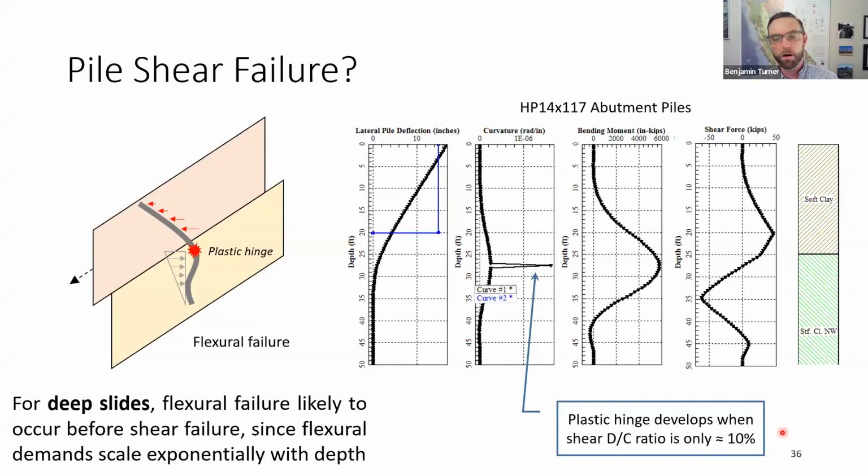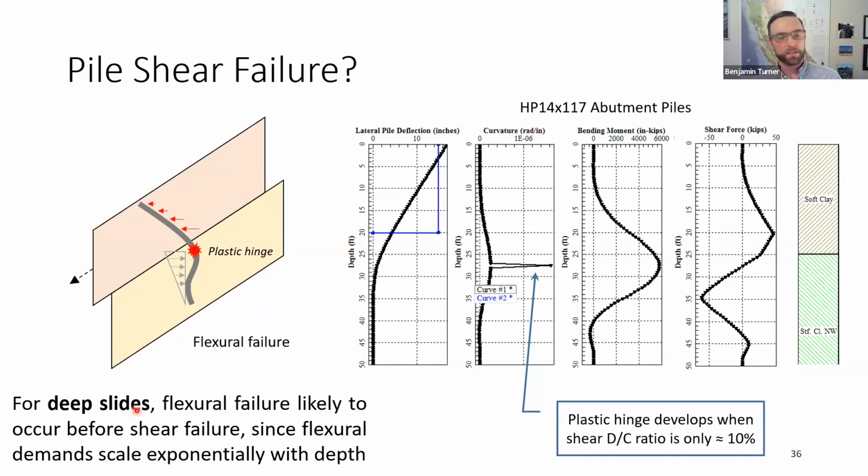So you would be wrong by a factor of about 10 if you input that full structural shear strength into a limit equilibrium slope stability analysis. In other words, it's impossible to ever mobilize that much shear force, because a flexural failure would occur first, the pile would simply bend over, and the slope would keep moving.